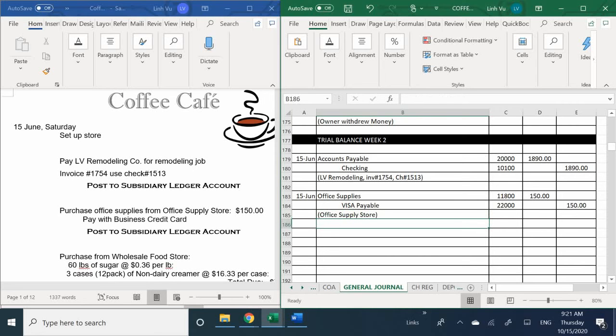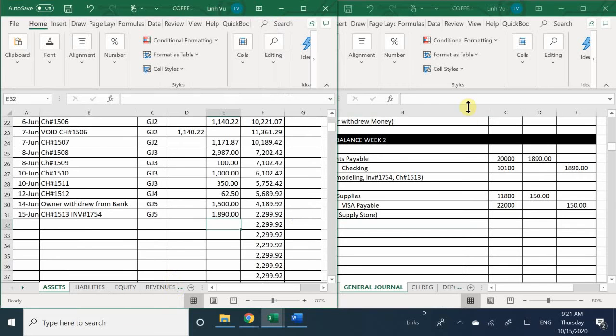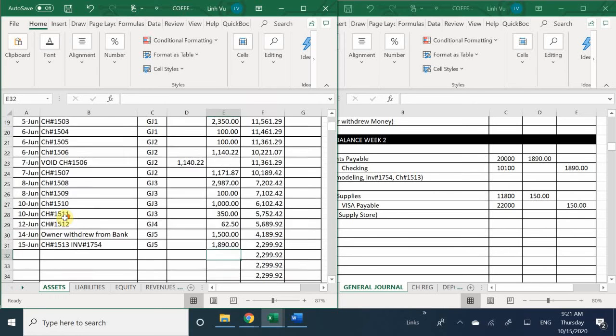Okay. Now where do we go? General ledger. This is supposed to be the subsidiary ledger, but we'll put it at the general first. What did I teach you this entire time? General ledger, subsidiary. Correct. So where do I go when I'm looking? What's my first account I'm going to go to? Assets.